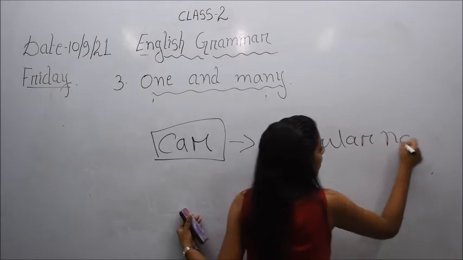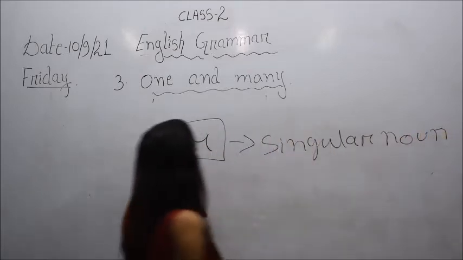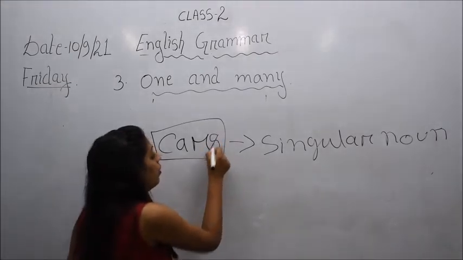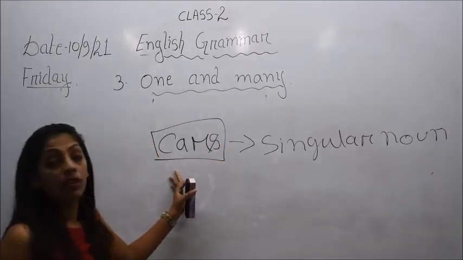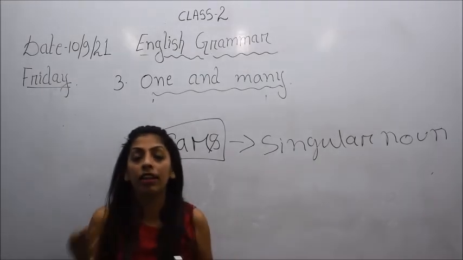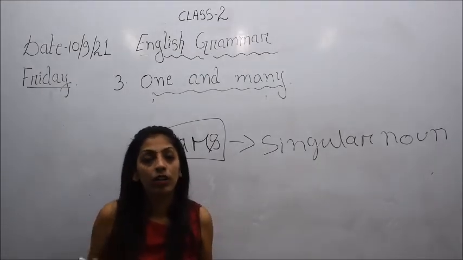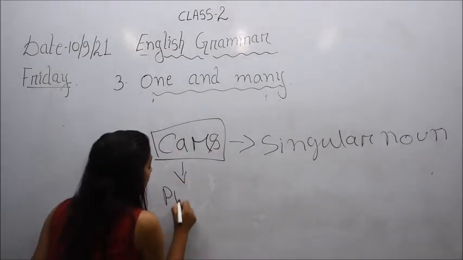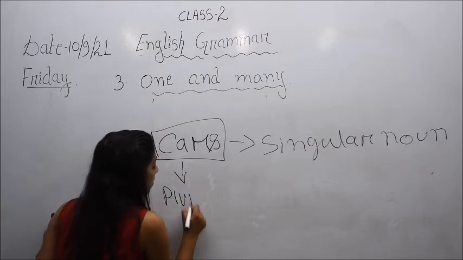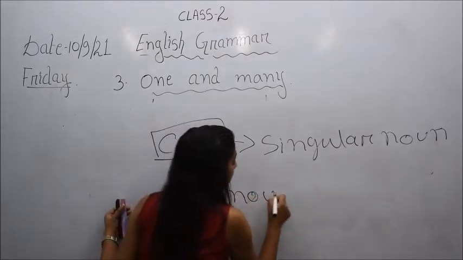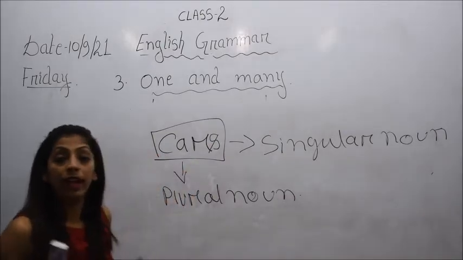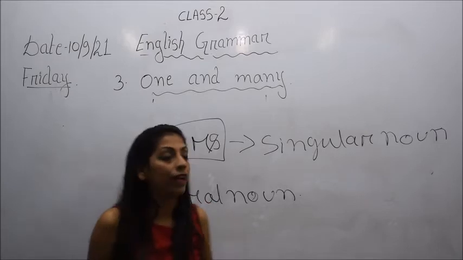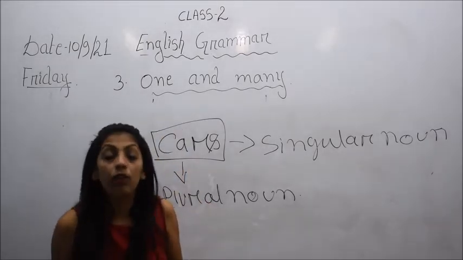But in this word car, if we add s, what will it become? It will become cars. That means there may be more than one car, or two cars. So it will now become a plural noun. And why? Because we have added s. This is how we come to know whether something is a singular noun or a plural noun.